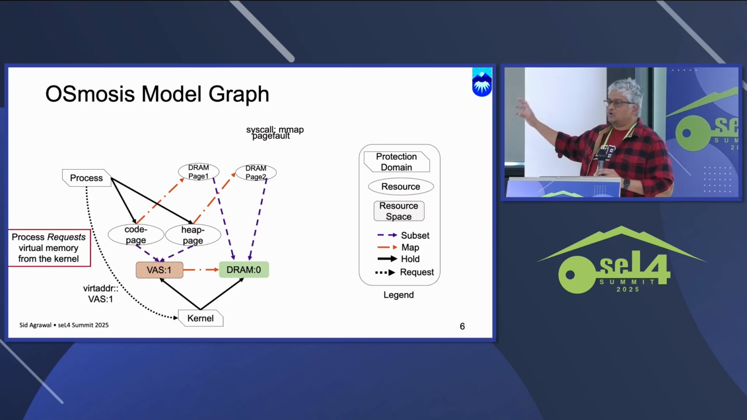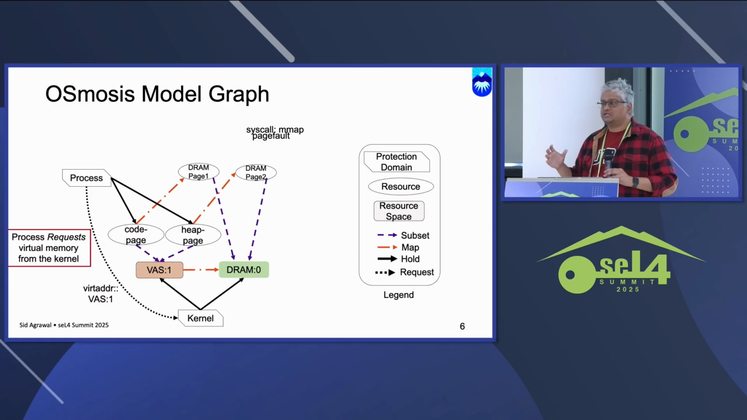So this model graph changes as the system goes on. In short, what this is supposed to say is we are trying to show the entire system as a graph. The graph has 3 types of nodes, for protection domain, resource, and resource space, and 4 types of edges.